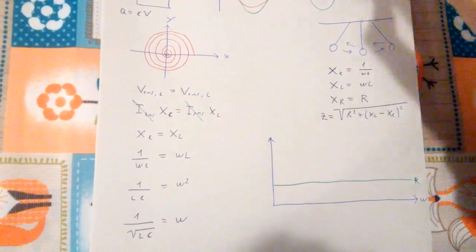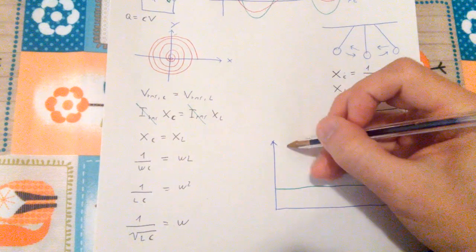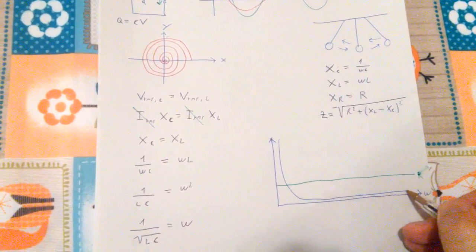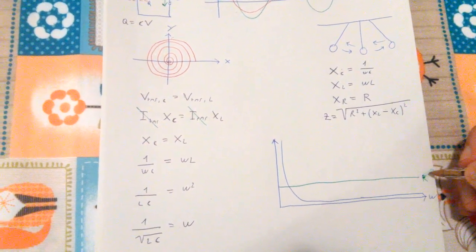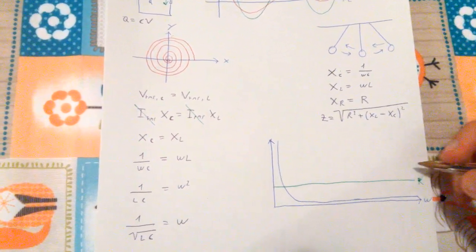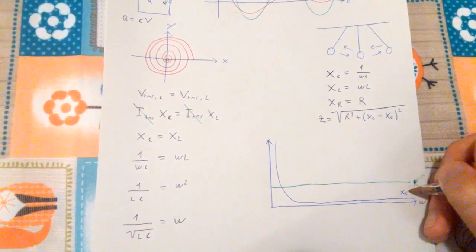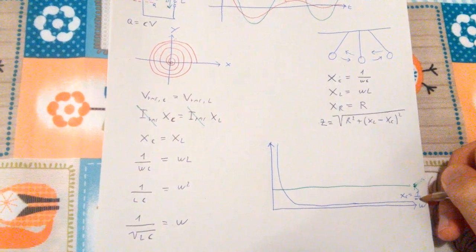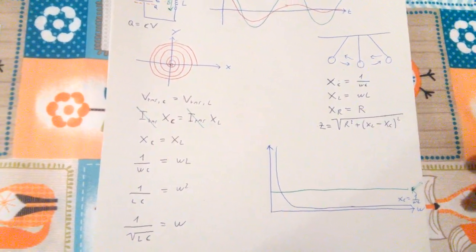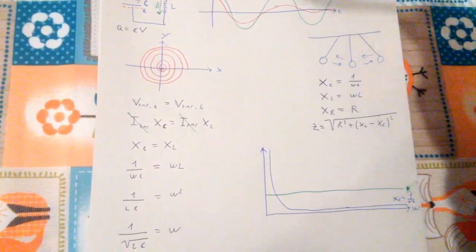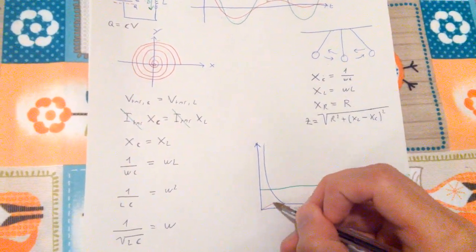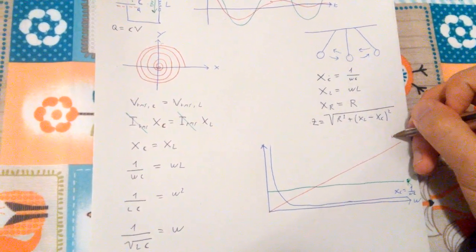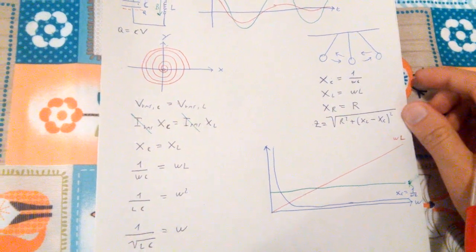Then XC will be something like, well, exaggerated, something like this. Ooh, my poor R. What happened to my poor R? So XC will be 1 over omega C. And then my XL will be omega L, like so.